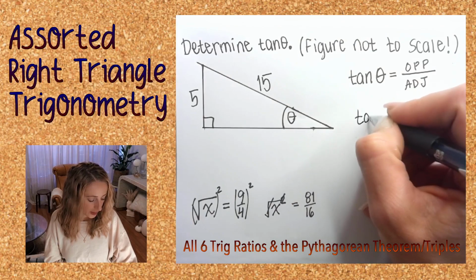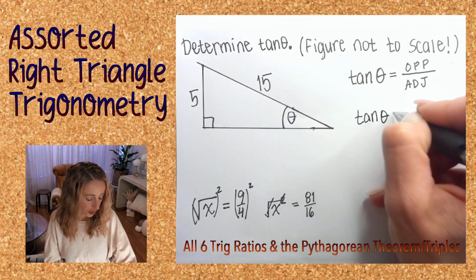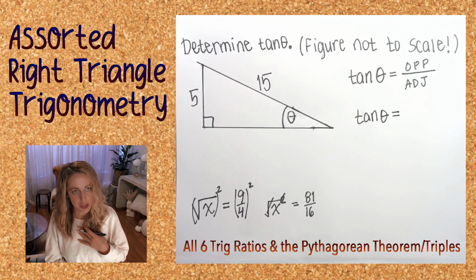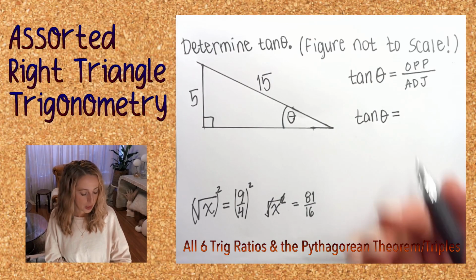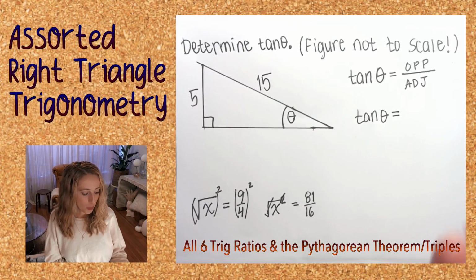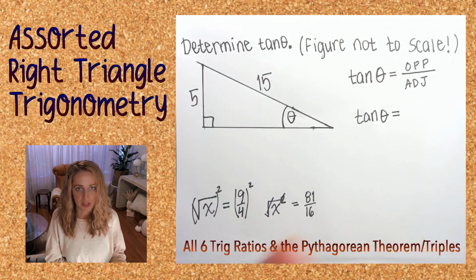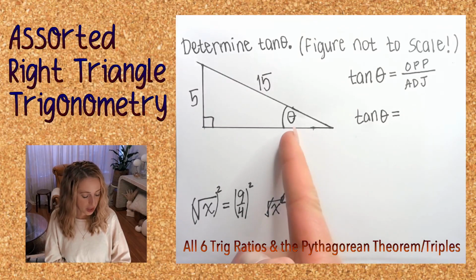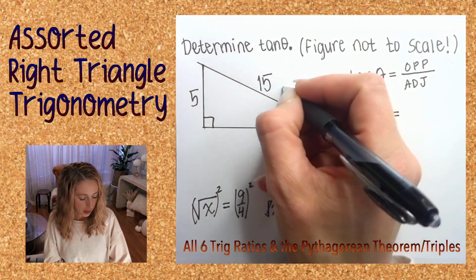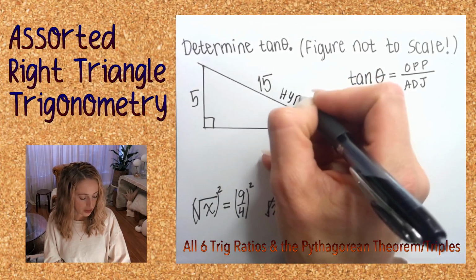So tan of theta, I wrote the rule first to prove to my teacher, whoever's grading my work, that yes, I do know the rule for tangent. Allow me to write it down for you. Now, you may also want to let your teacher know that you actually know which side of the triangle is which, because some people will know the rule, but then they plug the wrong numbers in. So here's theta. Which side here is the hypotenuse? If you said this one, you're a genius.